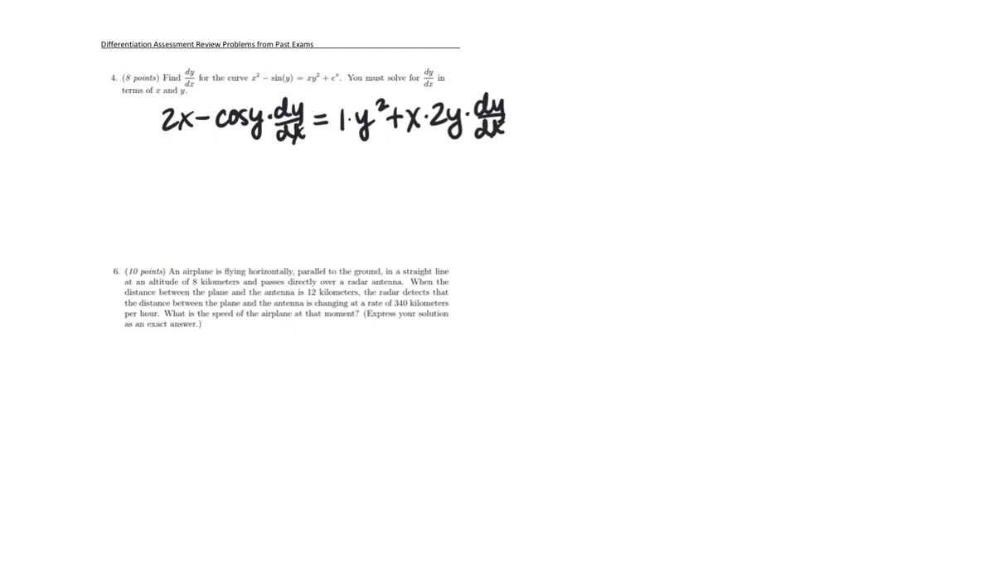Next, I want to rearrange so that all of the terms that have a dy dx in them are moved over to one side. So I can see that this term here has a dy dx, and so does this term here. I'll just move them over to the right and move everything without the dy dx over to the left. You could make the opposite choice if you wanted. So 2x minus y squared equals cosine y dy dx plus 2xy dy dx. Now I can factor out the dy dx.